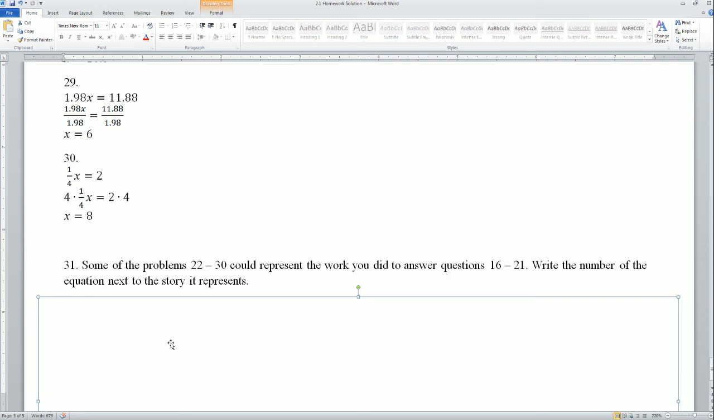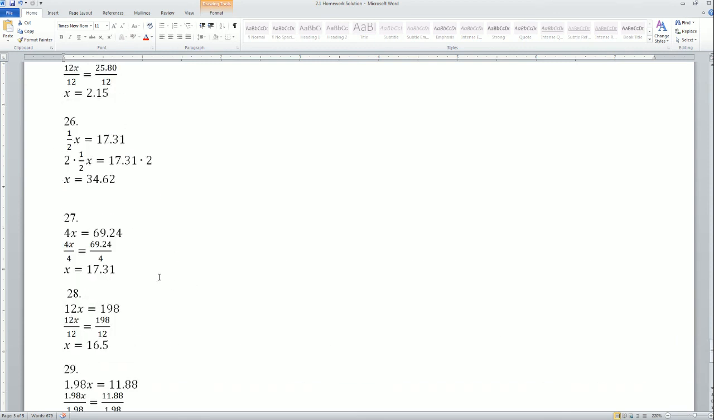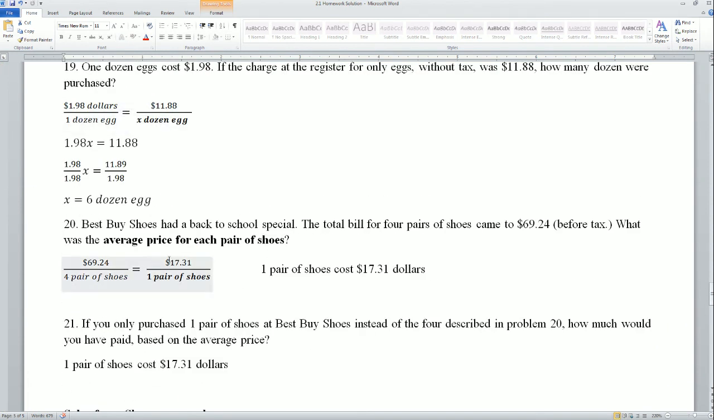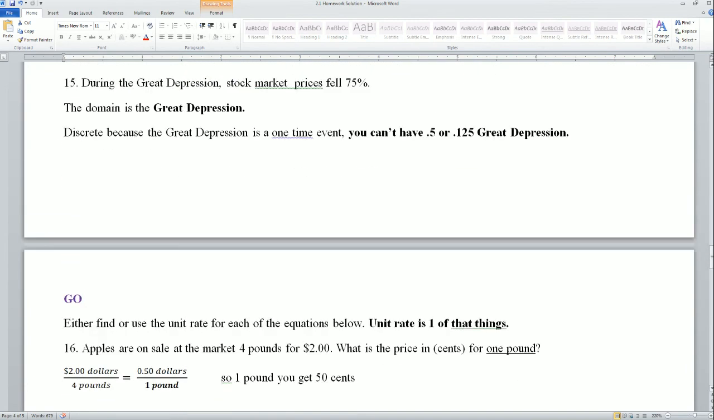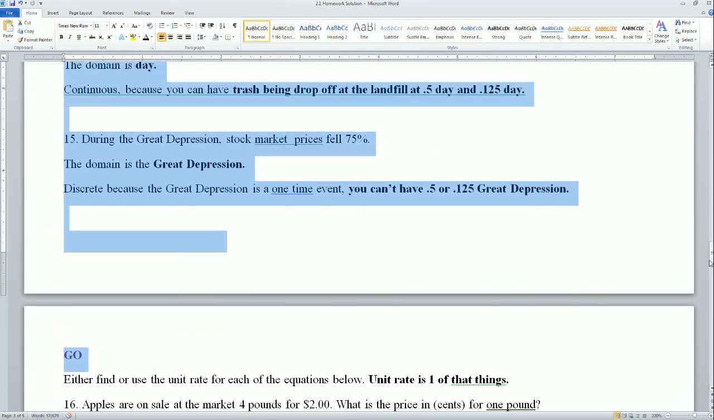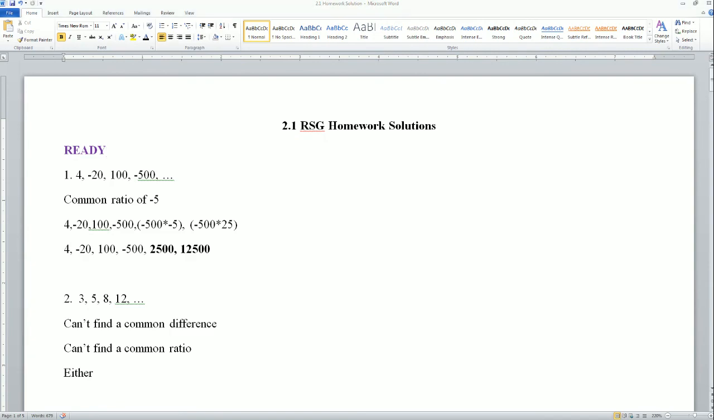So 31 just asks you some of your problems in 22 to 30 can represent the work that you did in 16 through 24. Write the numbers of the equation next to the story it represents. So these problems represent these scenarios. So you can just make that connection, okay? Alright, so there you go. Those are all your homework solutions for the 2.1 Ready, Set, Go.